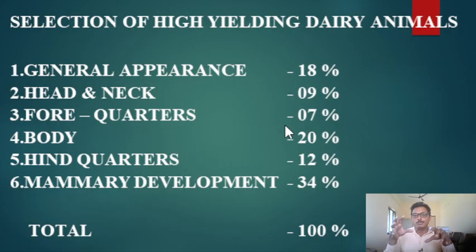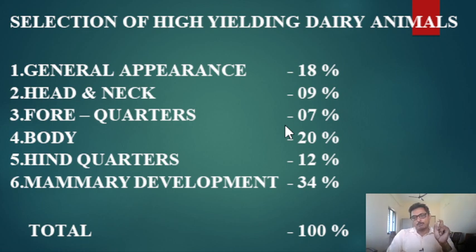In individual selection, we have to take care of these 6 characters. For example, the general appearance has 18% of marks, and head and neck should be 9% of marks.